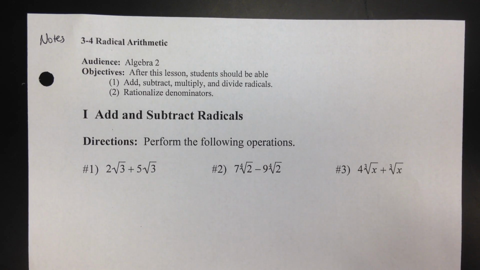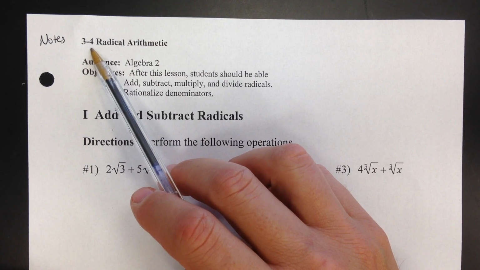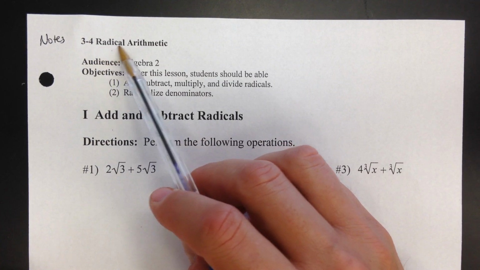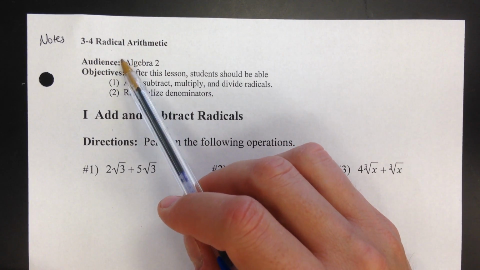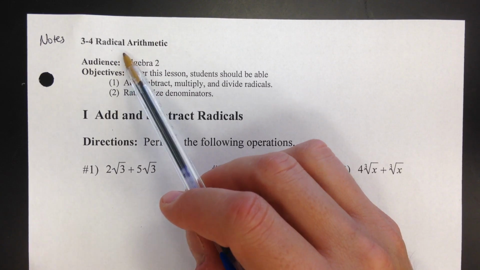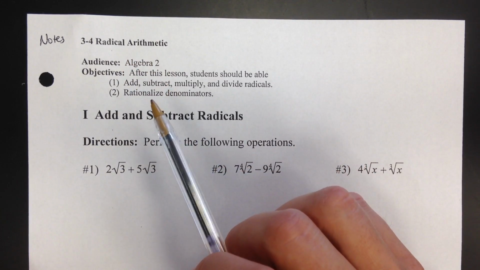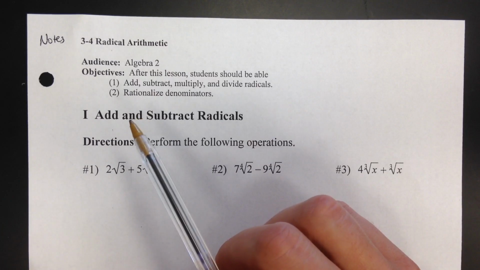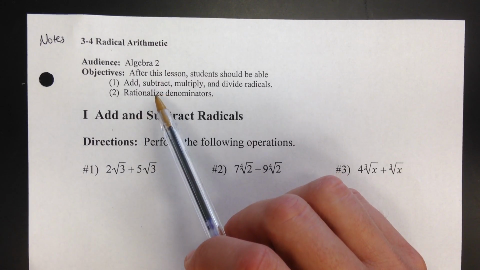Okay, Algebra 2 fans, our topic for today is Unit 3-4, Radical Arithmetic. And what we're going to talk about is how you can add, subtract, and multiply radicals. We won't get to the division part today. So just addition, subtraction, multiplication.